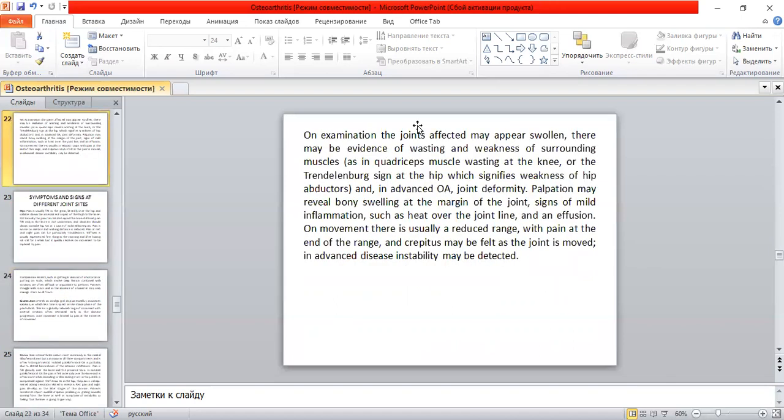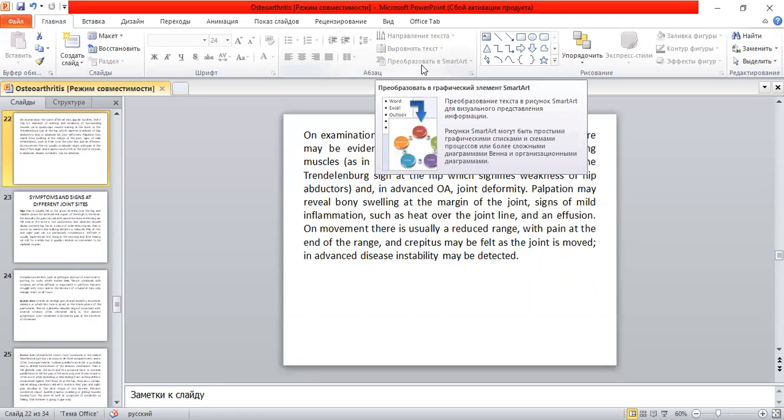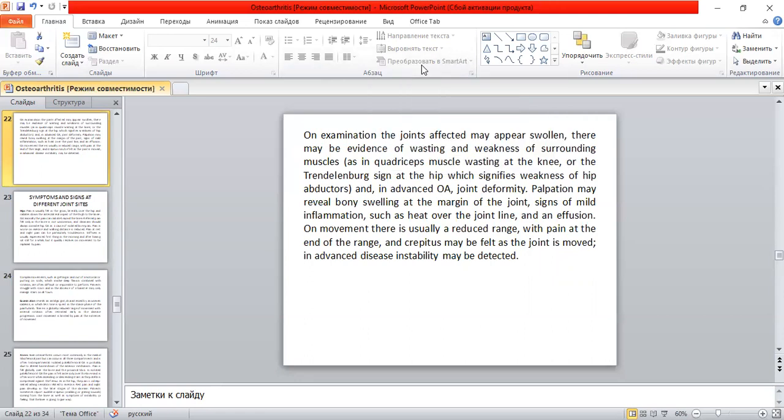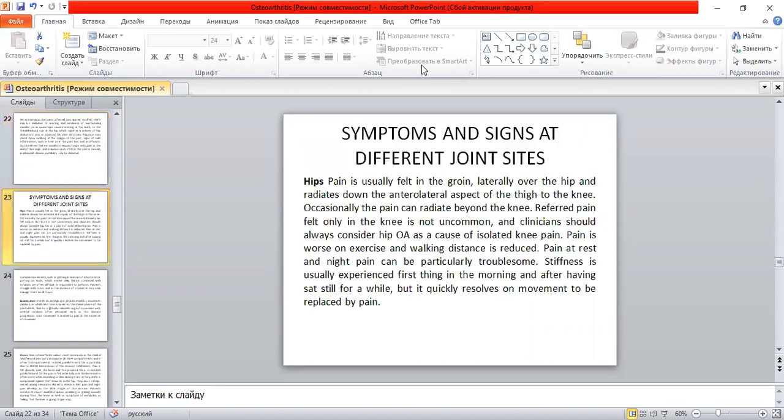On examination, the affected joints may appear swollen. There may be evidence of wasting and weakness of surrounding muscles. And in advanced osteoarthritis, joint deformity. Palpation may reveal bony swelling at the margin of the joint, and signs of mild inflammation such as warmth of the joint line and effusion. On movement there is usually a reduced range with pain at the end of the range, and crepitus may be felt as the joint is moved. In advanced disease, instability may be detected.